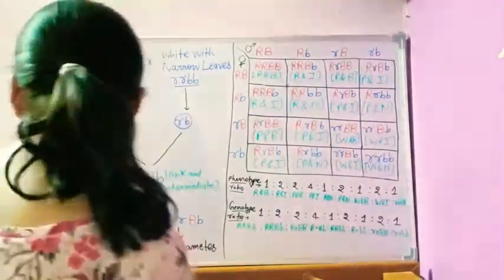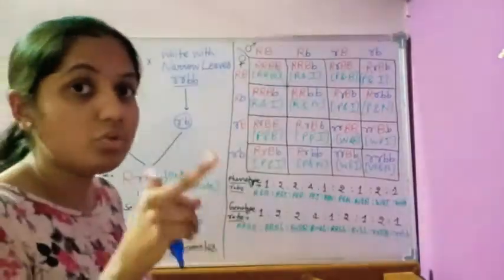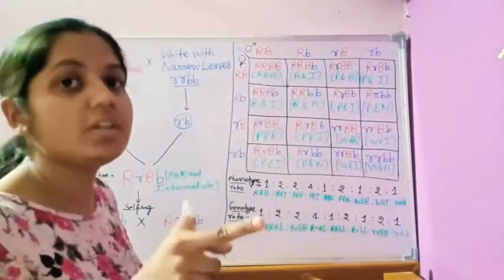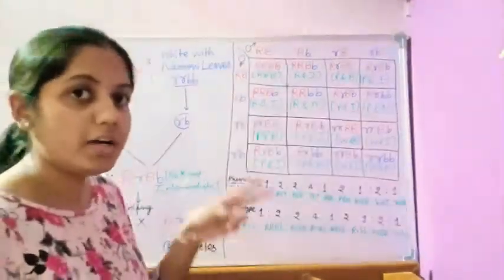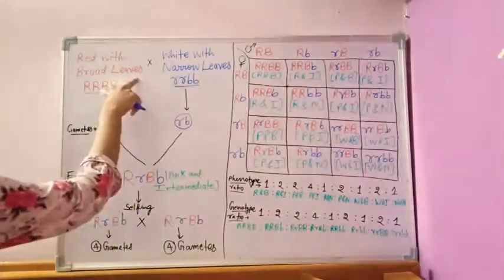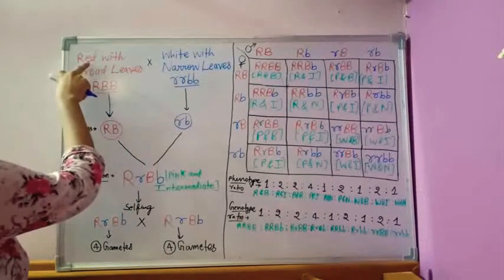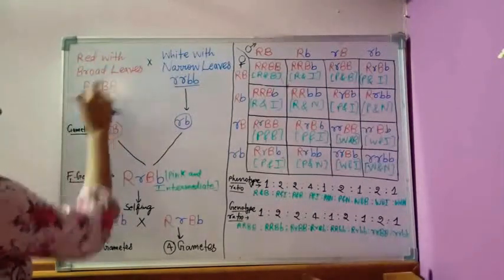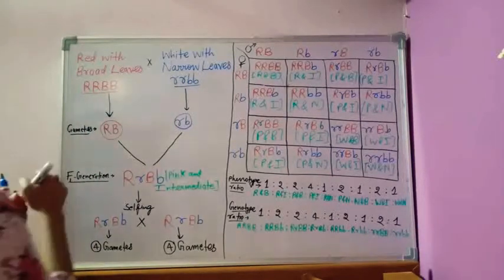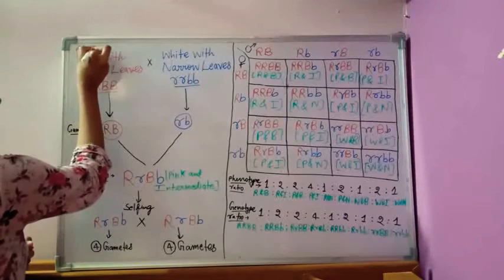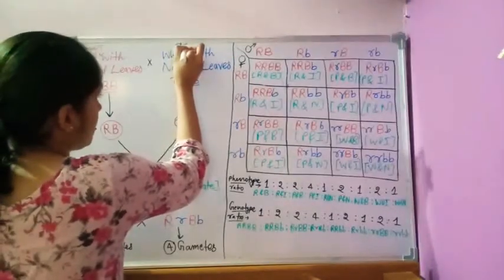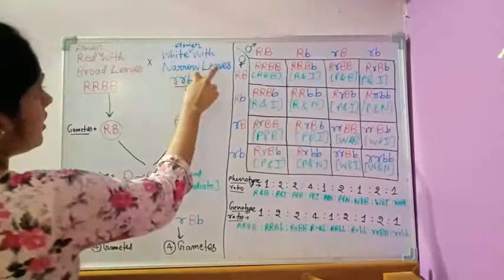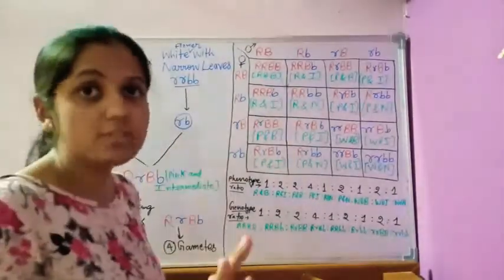Now we discuss the cross, which is based on two characters that show incomplete dominance. The two characters are the color of flower and the shape of leaf. Here we take one parent that has red flowers and broad leaves, and the other parent has white flowers and narrow leaves.